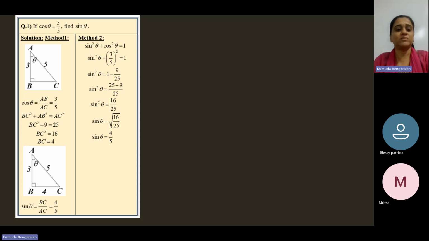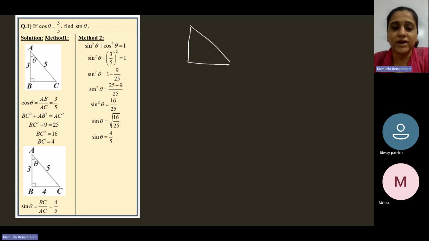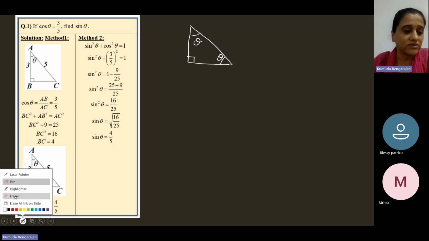So the first method you see is the triangle method. We'll show this information given in a right triangle. You can mark any one of the two acute angles as theta. In a right triangle, we have two acute angles. Any one of the two acute angles can be taken as theta. You can mark this as theta or this one as theta.